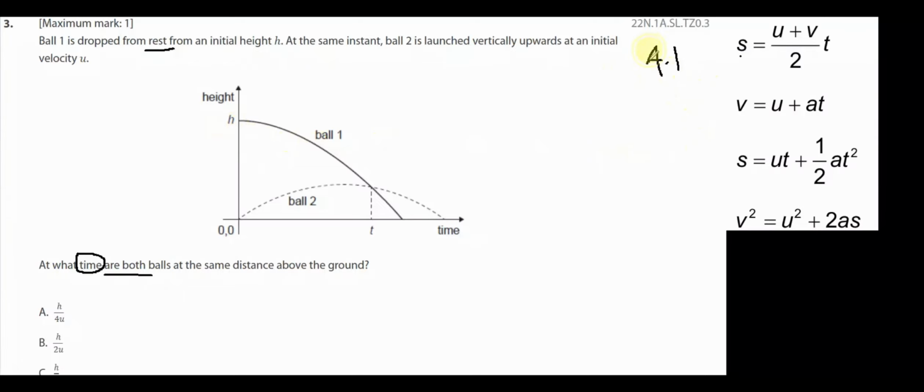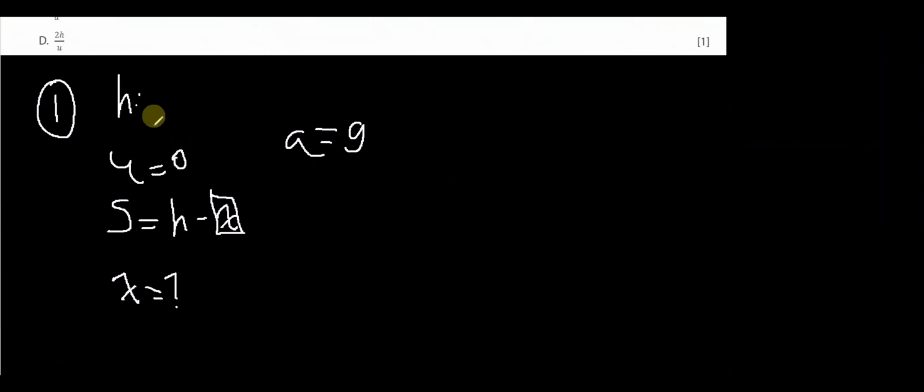These are the equations of motion from the IB Physics Formula booklet, and you can see this from 8.1. So let's start with the first ball, and we can deal with each ball specifically. For the first ball, we know that it's h, and since it starts from rest, we know that the initial velocity, i.e. u, is equal to 0. The acceleration would be g. G would be positive, because the velocity would be increasing as it falls.